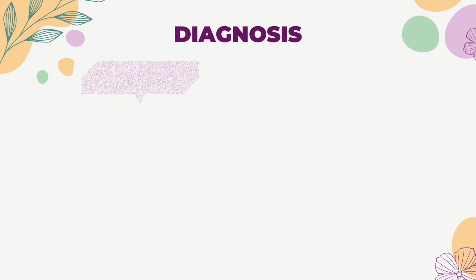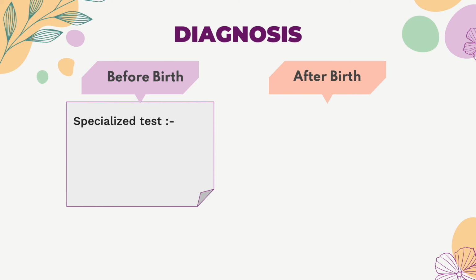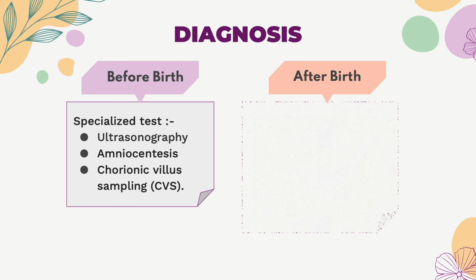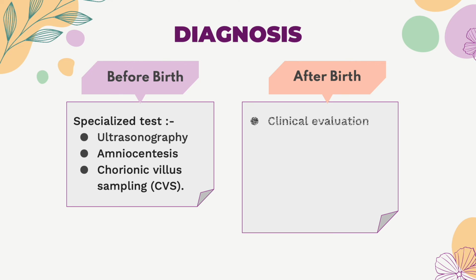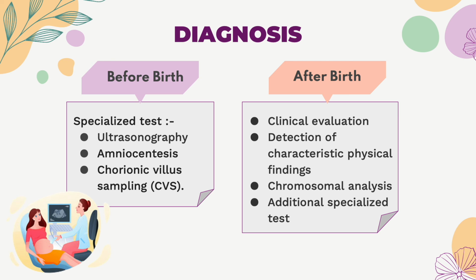The diagnosis of this abnormal chromosome can be divided into 2 time frames, which are before birth and after birth. For before birth, the specialized tests consist of ultrasonography, amniocentesis, and chorionic villus sampling, while for after birth, the diagnosis may be confirmed based upon clinical evaluation, detection of characteristic physical findings, and chromosomal analysis. Additional specialized tests may also be performed to detect certain abnormalities.